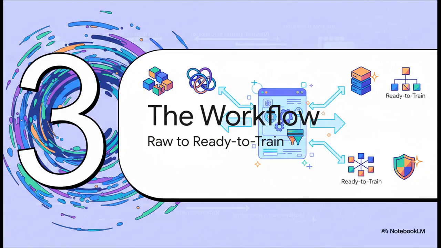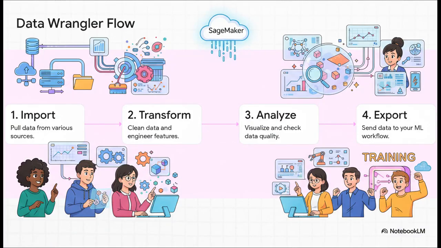So how does this all work in practice? Well, Data Wrangler organizes the whole thing into a really clear, repeatable, and honestly very logical workflow to get your data ready for ML. It follows this simple but incredibly powerful four-step flow. You import your data, you transform it, you analyze the results to make sure it's good, and then you export it for training. So let's just walk through each of these one by one.